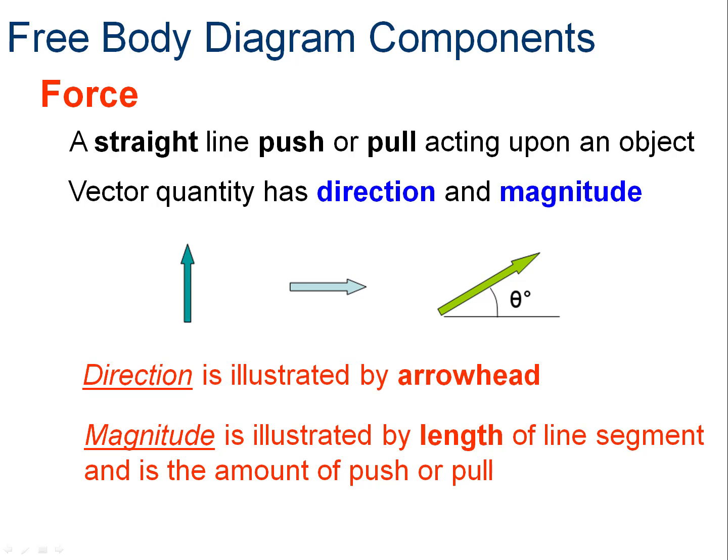An example: the first arrow on the left-hand side is pointed up, meaning that the force is going up. Now I can think of that as either pulling from the bottom or pushing on an object. The force in the middle is going to the right, and the force on the far right-hand side is angled up at some angle theta. So remember that direction is shown by the arrowhead. Now the magnitude is represented by the relative length of the line segment, and that represents how hard you're pushing or pulling.